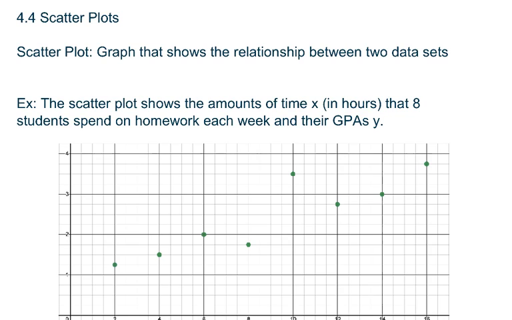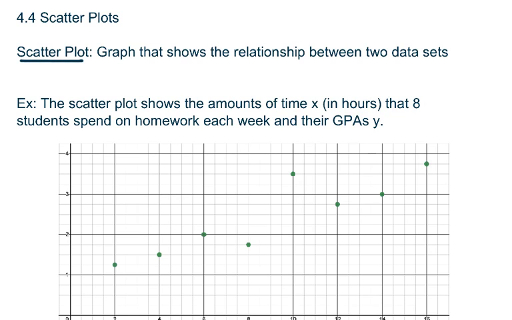With the technology that we have at our hands, it's not really important. We can use technology to make things a lot quicker, a lot more efficient, and a lot more accurate. So I'm not going to worry so much about the lines of fit. We're going to focus in this video on scatter plots. So we're going to start with a vocabulary term, and that is scatter plot. A scatter plot is a graph that shows the relationship between two data sets.